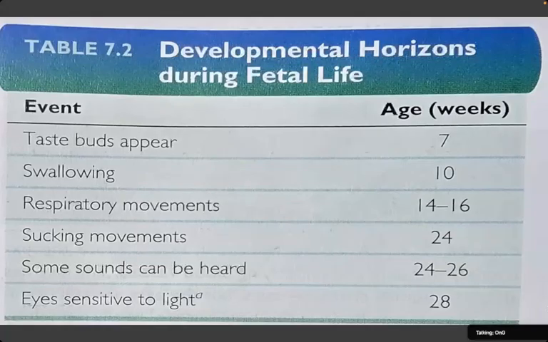Developmental horizons during the fetal life. So taste buds appear around week 7, swallowing at week 10, respiratory movements between 14 and 16, and the sucking movements at 24. Some sounds can be heard at 24 to 26 weeks, and eyes become sensitive to light around 28 weeks.